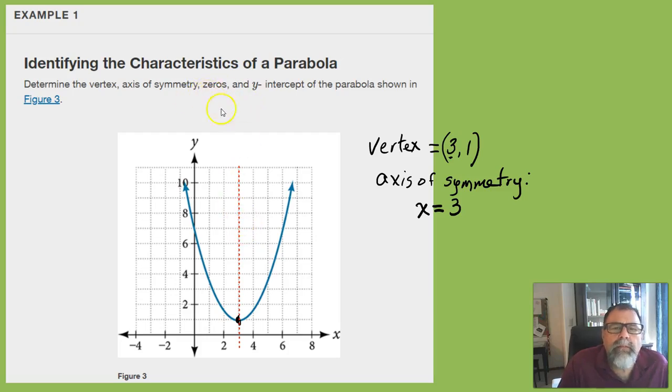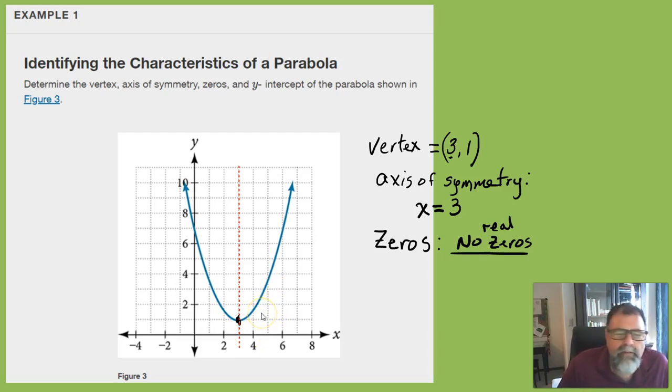And then let's see, zeros. Zeros are the x coordinate of the x-intercept. Well, in this case, there's none. So no zeros. Or I should say no real zeros. We'll learn about that later. The real zeros are the x coordinates of the x-intercepts, but if we did the quadratic formula, we can find the imaginary zeros.